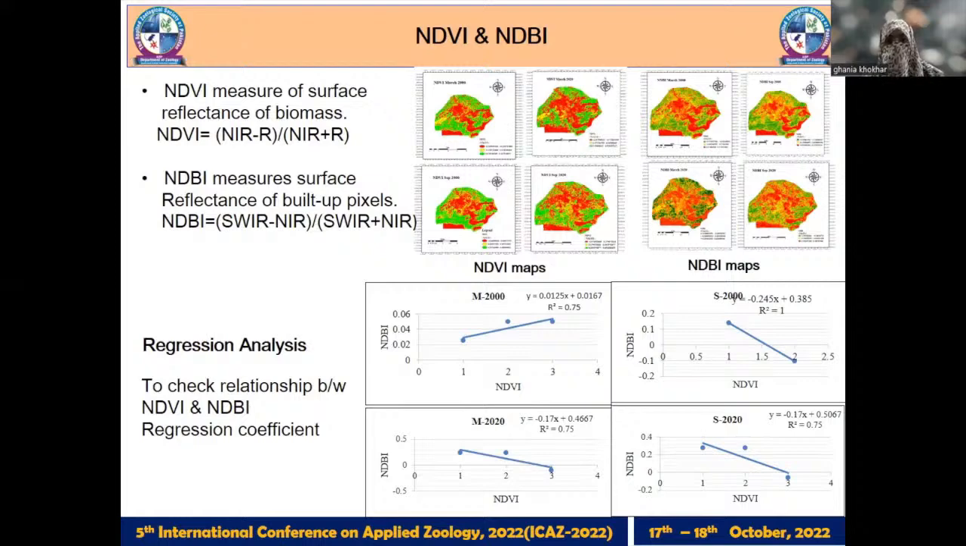After calculation, regression analysis is carried out to check the relationship between NDVI and NDBI, and it gives different coefficients. In March 2000, it gives 0.75. In September 2000, it gives 1. In March 2020, it gave a relationship of 0.75. In September 2020, it gives a coefficient of 0.75. That represents a very strong relationship between NDVI and NDBI.